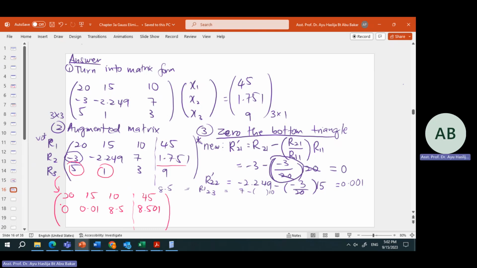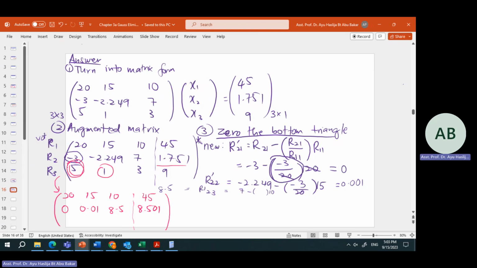Okay, first we zero this part. Still pivoting the first row, because we want to eliminate x1. Remember just now? It eliminates one unknown per time. So first column referring to x1. So that's why we pivot row 1.